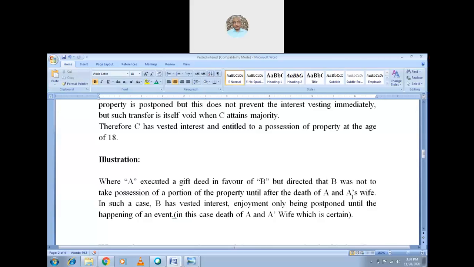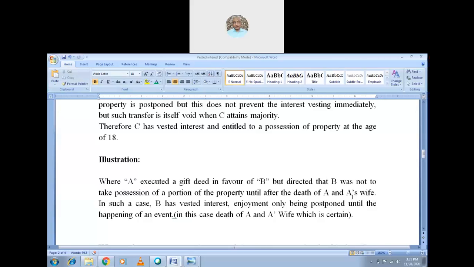But he said, yes, it is given in favor of B, but he was not to take the position of such a portion of the property until after the death of A. Number one, A has to die, and then only the gift deed will be valid, and A's wife. So while A and A's wife are still alive, he could not enjoy the property. That is the condition they put there. He can enjoy the property only at the death of A or A's wife, and take the position of the property.